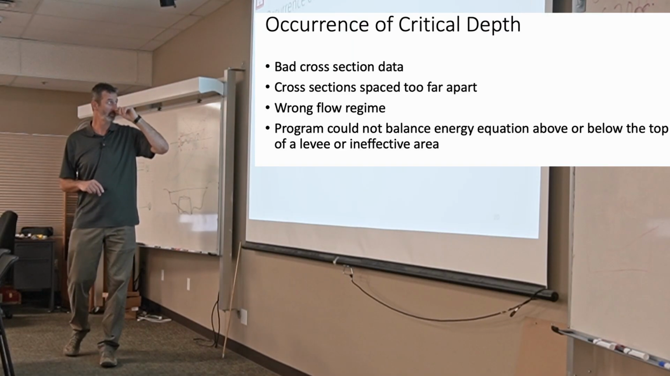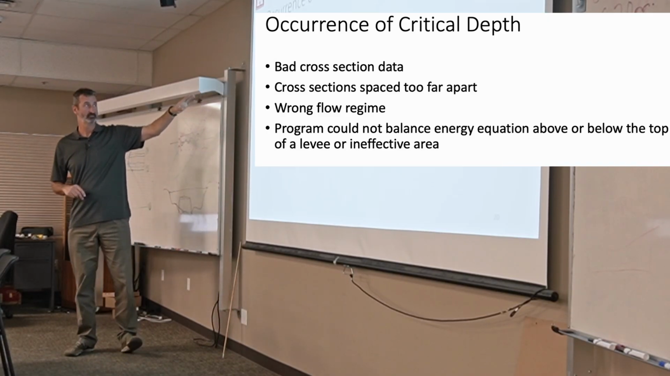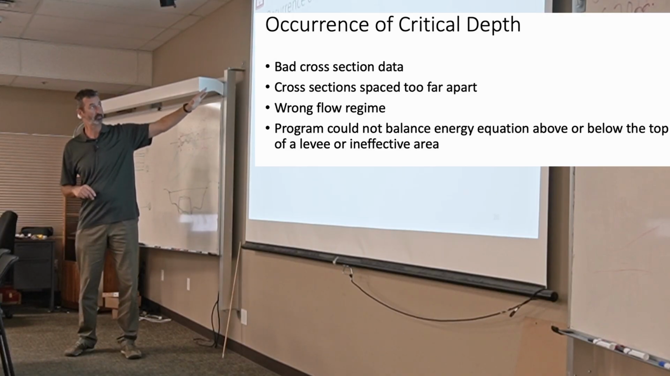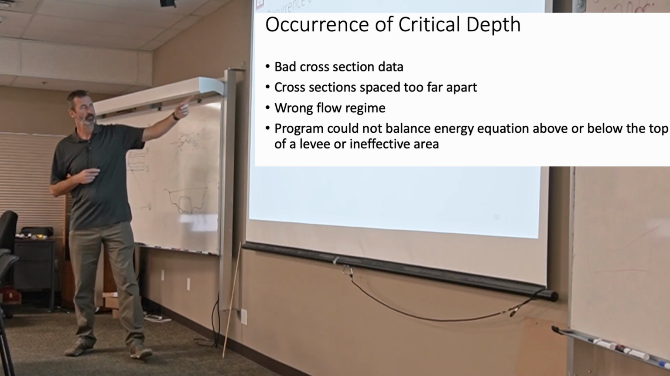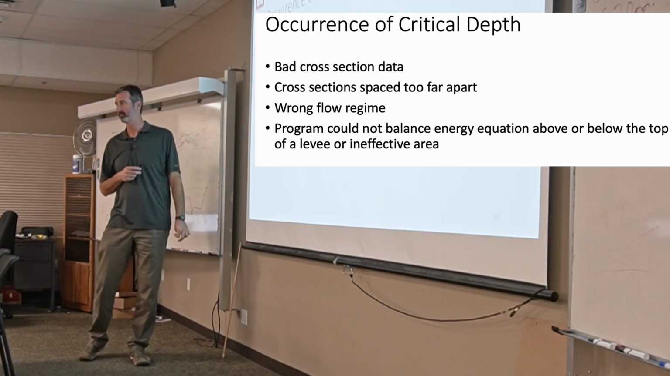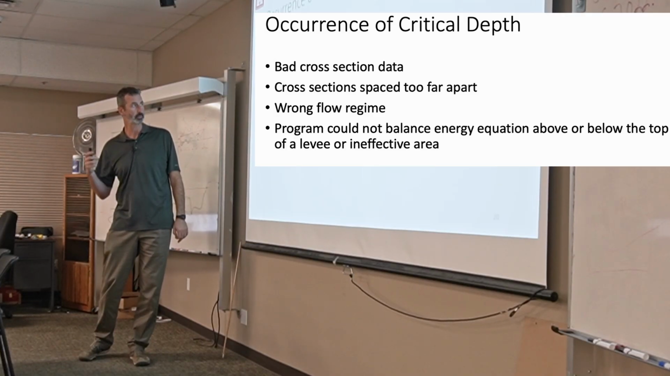Okay, so critical depth. Four bullets there. First, bad cross-section data. It's up to your imagination how bad it can be, but when it goes to critical depth, go look at the location, see if that's true, and see what's up with that. Probably the most common one is that the cross-sections are too far apart. It was trying to balance the energy grade line, couldn't do that, defaulted to critical depth and kept going.